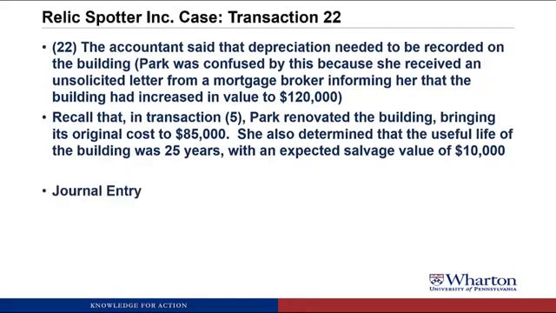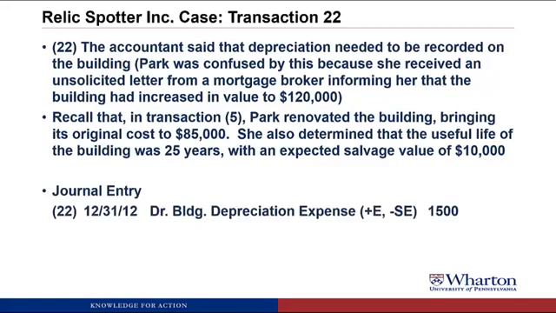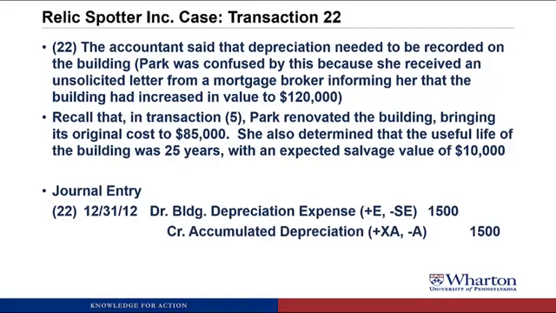So for the adjusting entry, remember the format that we use for depreciation expense. We debit building depreciation expense for $1,500. We debit the expense to create it. And then we credit accumulated depreciation. It's the contra asset where we're going to store up the depreciation over time.